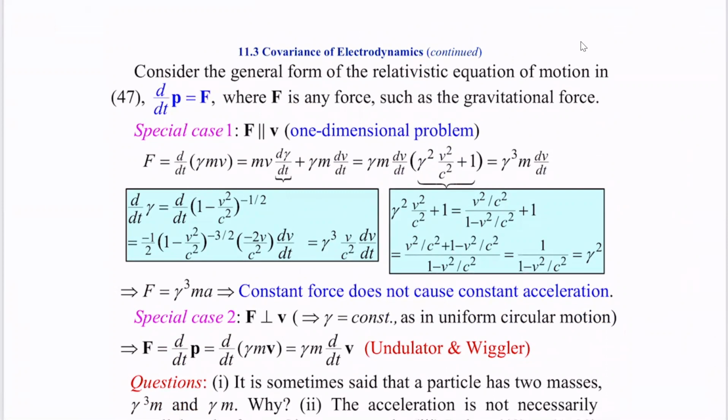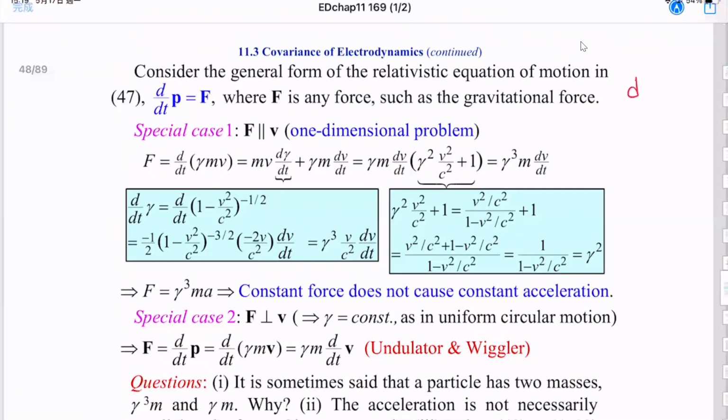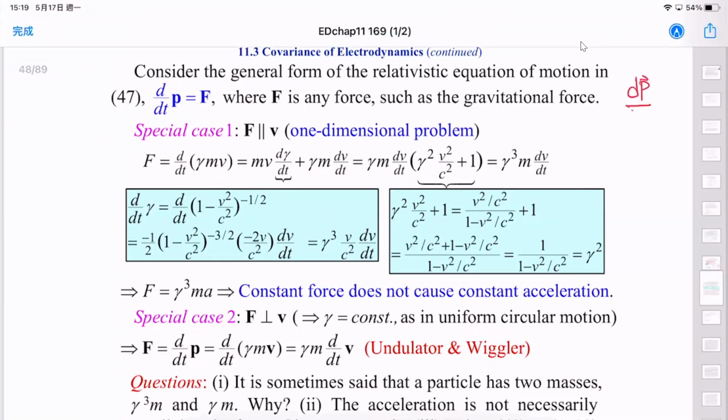I will give you two examples. First, remember we have two definitions. One is dP over dt. That's the ordinary force. The other is dP over d tau. That's Minkowski force.